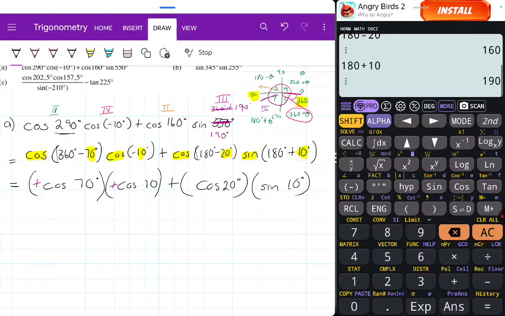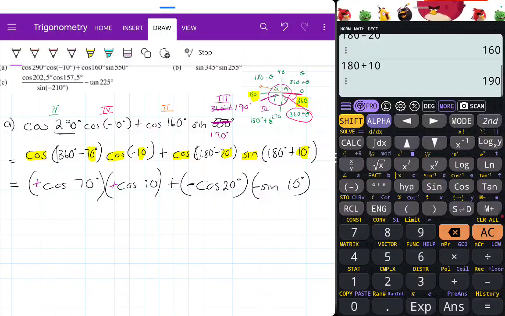So cos of 180 minus 20 is in quadrant number 2. Sine is positive, cos is negative. Sine of 180 plus 10 is in quadrant number 3. Tan is positive, sine is negative. That's brilliant. So this is where we are.